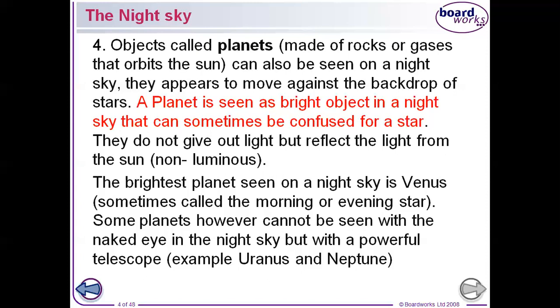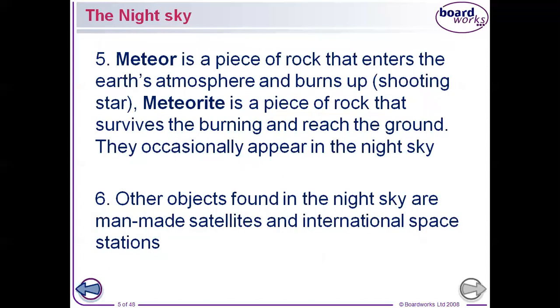Some of the examples are stated there. The Uranus that you see here and the Neptune. These ones cannot be seen. Now, another object you may be fortunate to see in the night sky is a meteor.